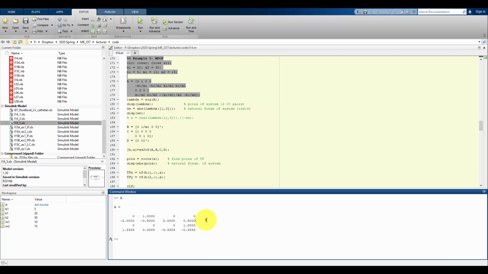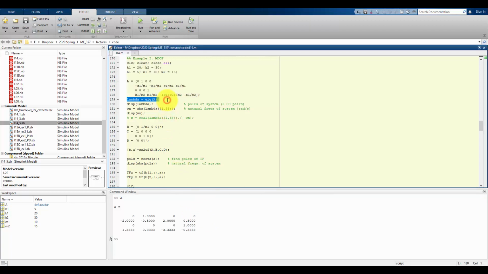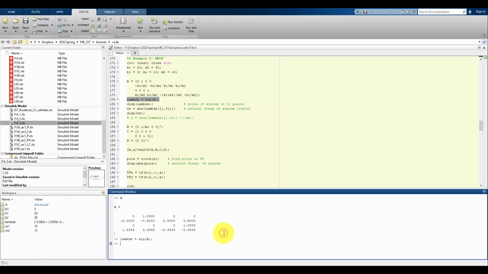But what we can look at is, now that we have a numeric A matrix, we can find its eigenvalues using the eig function. All right, so if we do that and I look at lambda, we see here we have 4 eigenvalues. We always have as many eigenvalues as the size of our square matrix. And if we look at the first 2, they are complex conjugates of each other, and the second 2 are complex conjugates of each other. And also, if we look at all 4 of them, their real part is negative.